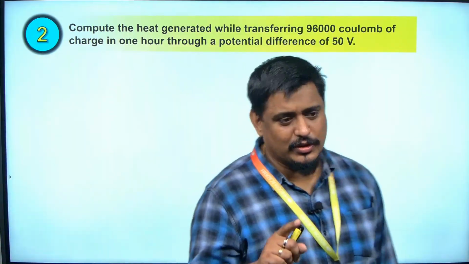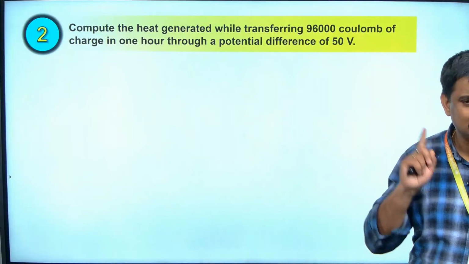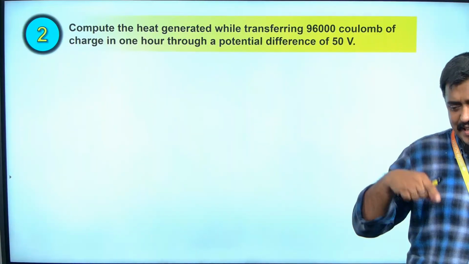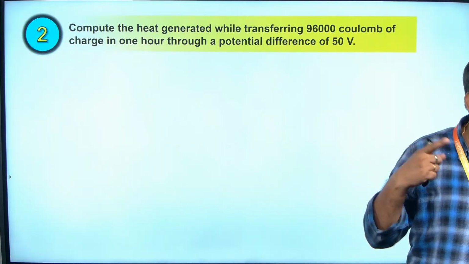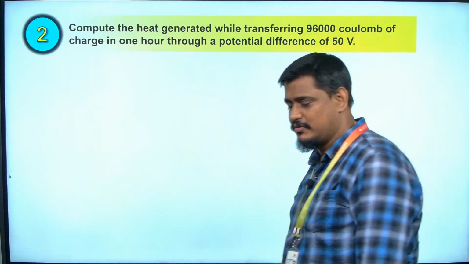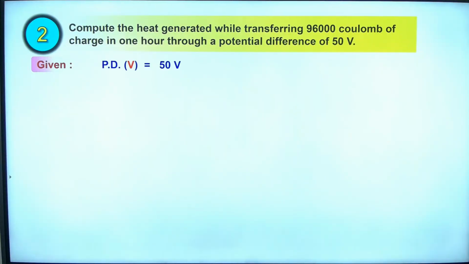V is equal to what? 50 volt. I is equal to what? Q by T. So if it is Q by T, T gets cancelled. We get Q. Q is given to you. 480 kilojoules is the answer by Nitin Raghav.